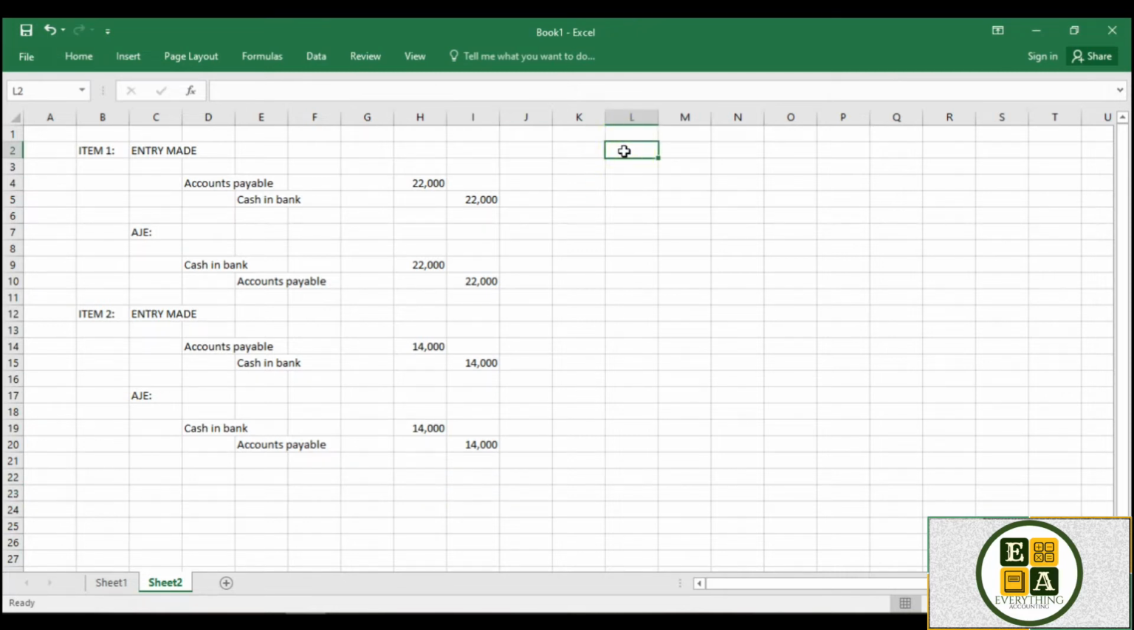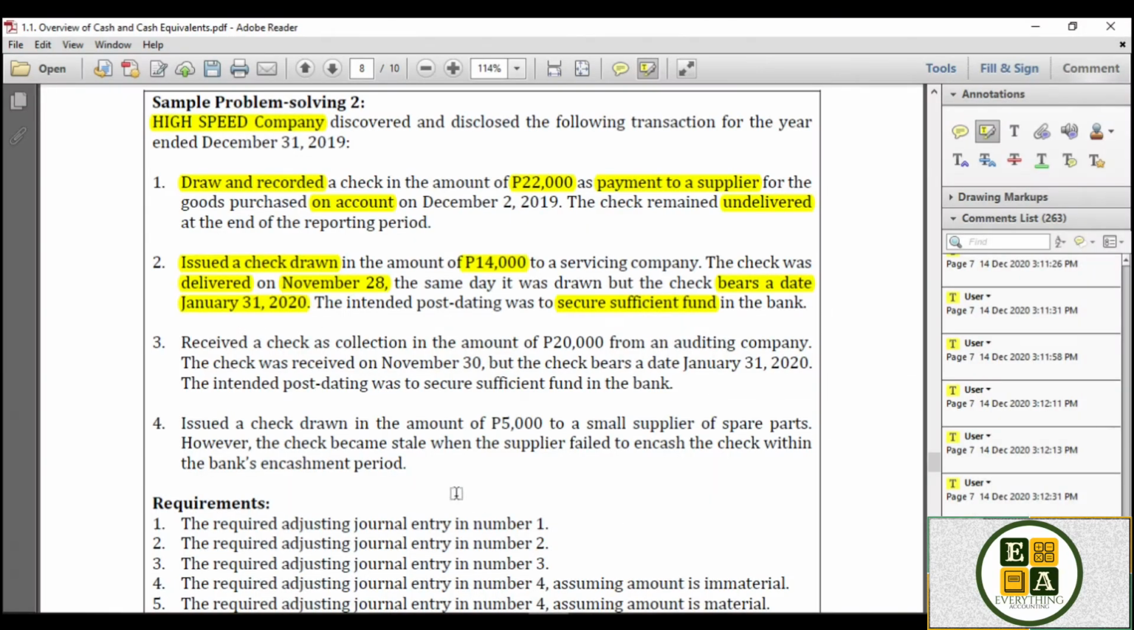Now, let's proceed naman dun sa item number 3. Ito number 3. Okay? Sa item 3, sabi niya, received. This time received a check as collection in the amount of 20,000. So, naka-receive tayo ng check na good for 20,000.